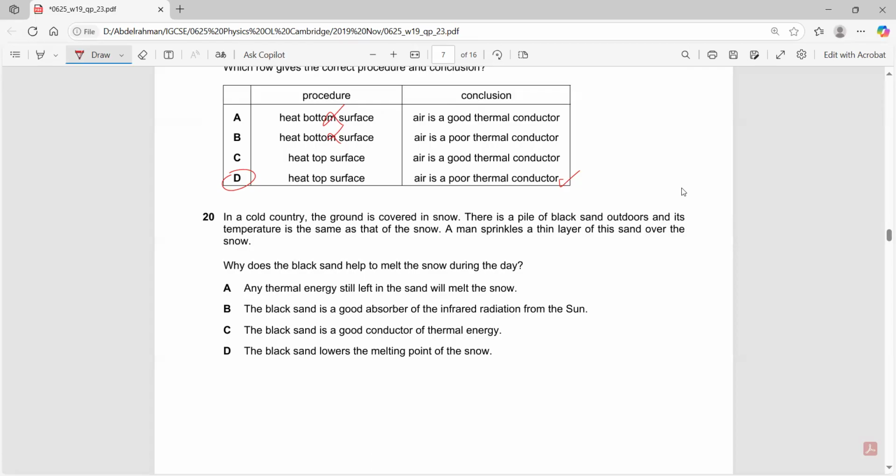Black sand. What does the black sand do? It is a good absorber. Yes. And any thermal energy left in the sand will now melt the snow? No. The black sand is a good absorber of the infrared radiation. Yes. That's why the snow melts quickly.